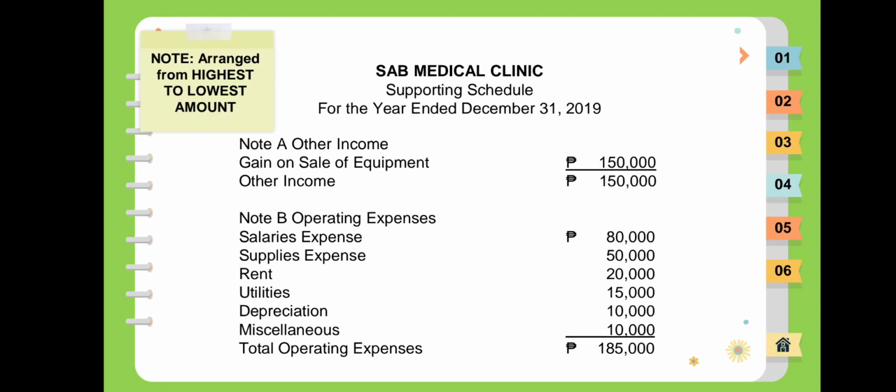So, again, don't forget the arrangement, ha? From highest to lowest amount. And here, inisa-isa niya ng lahat ng operating expenses. So, this salaries expense, supplies expense, rent expense, utilities expense, depreciation expense, miscellaneous expense are all part of the operating expenses. They're all needed so that the business can go on with its operation.